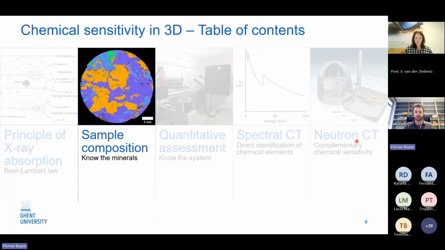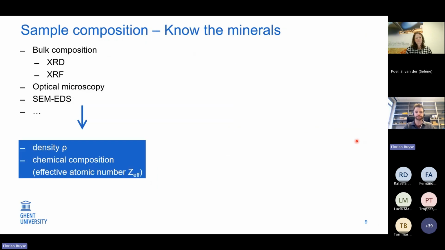That's why we need the second step, knowing the sample composition, knowing the minerals, what we can expect while scanning these samples. We can know the minerals in the first step from literature on the geological materials we're working on. Besides that, we can also do bulk composition, XRD, XRF, and combine this with optical microscopy or SEM-EDS to have an initial idea what to expect and really to know the density and the chemical composition of each mineral within the rock.